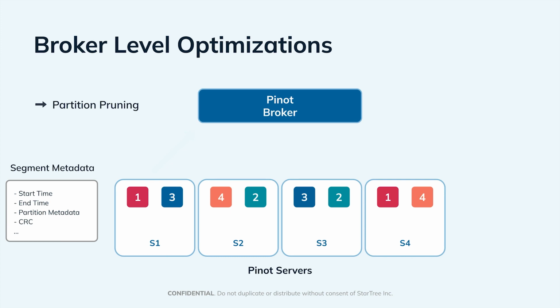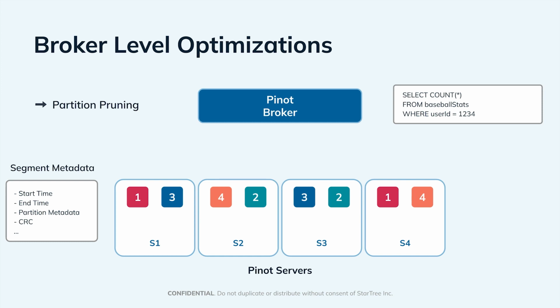Another thing we could do is partition pruning. This works when your data can be partitioned on a certain column. For example, let's assume this is a query you get: select count star where user ID is whatever. And the assumption here is you have a lot of queries that are trying to filter on the user ID column. In this case, you could partition your data on user ID and specify that in the Pinot table config. So Pinot knows the data is partitioned on user ID.